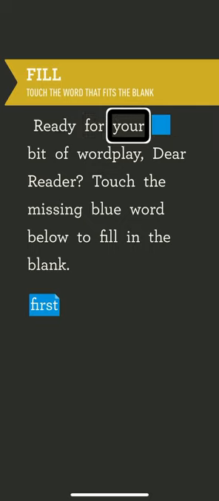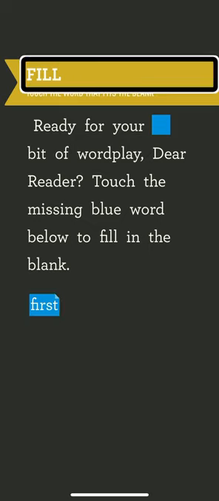Ready. For your first bit of wordplay, Dear Reader, touch the missing blue word below to fill in the blank. Fill.